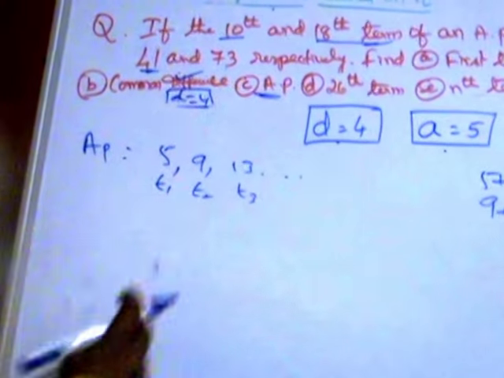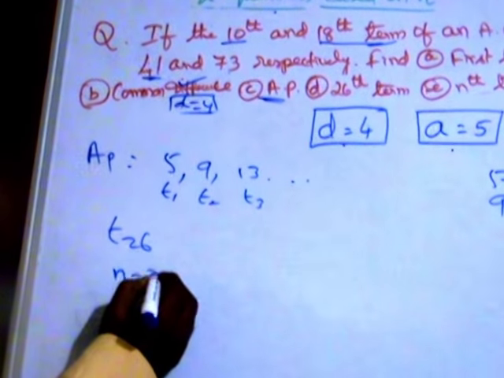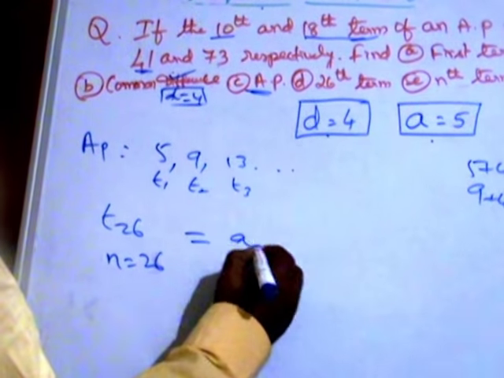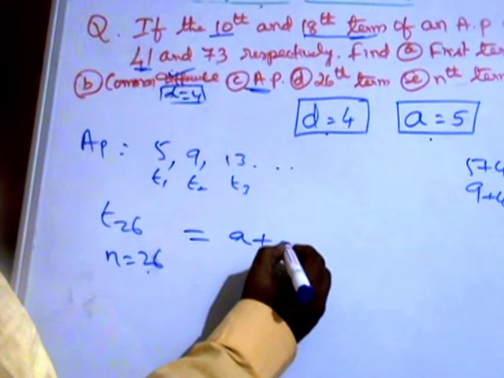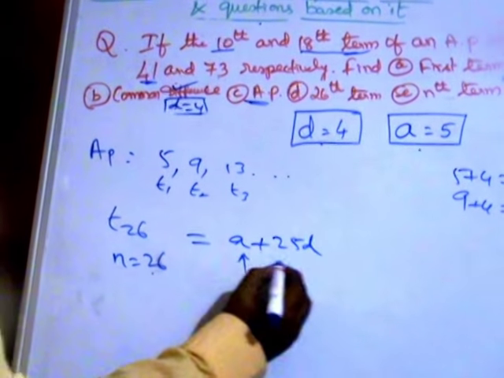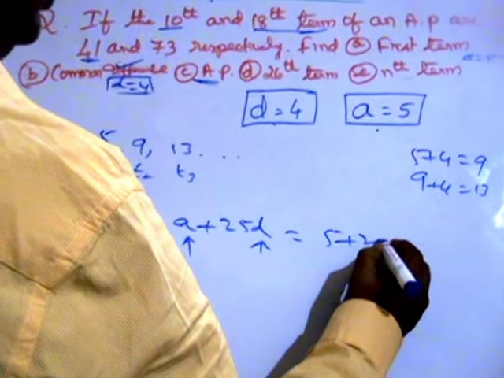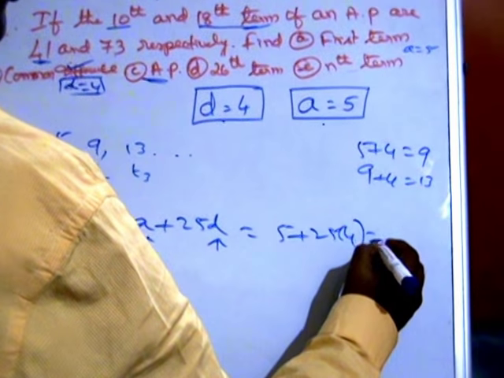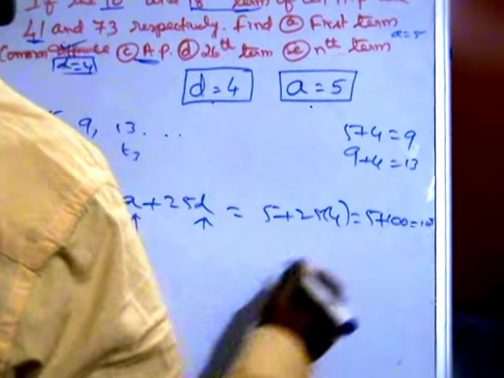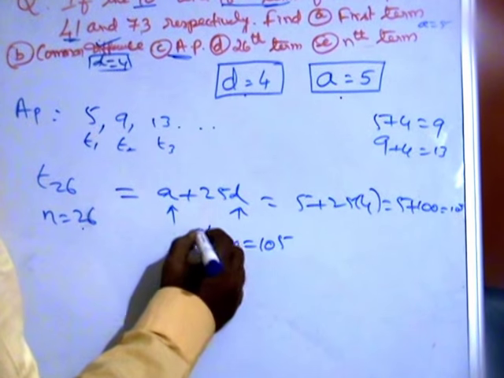Next you must find the 26th term. So you write T26, which means n is equal to 26. Straight away you can write it here. A plus, this you must reduce 1. 26 minus 1 is 25d. We got a and d in hand. So a is nothing but 5 plus 25 into d, which is nothing but 4. 5 plus 100, which is equal to 105. So you get term 26 equal to 105.